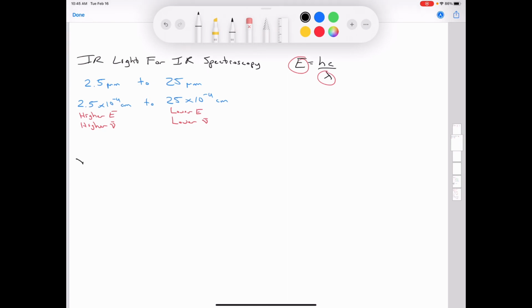In order to determine the frequency of that wavelength, I need to take the speed of light and divide it by that wavelength. But I'm going to have to convert my speed of light into centimeters per second instead of meters per second, since I have centimeters for both of my wavelengths. So I'm going to use 3 times 10 to the power of 10 centimeters per second divided by 2.5 times 10 to the minus 4 centimeters. Centimeters cancel out, and I'm left with 1.2 times 10 to the power of 14 hertz. Now keep in mind that a hertz is the same thing as a reciprocal second. That's something you should be aware of.